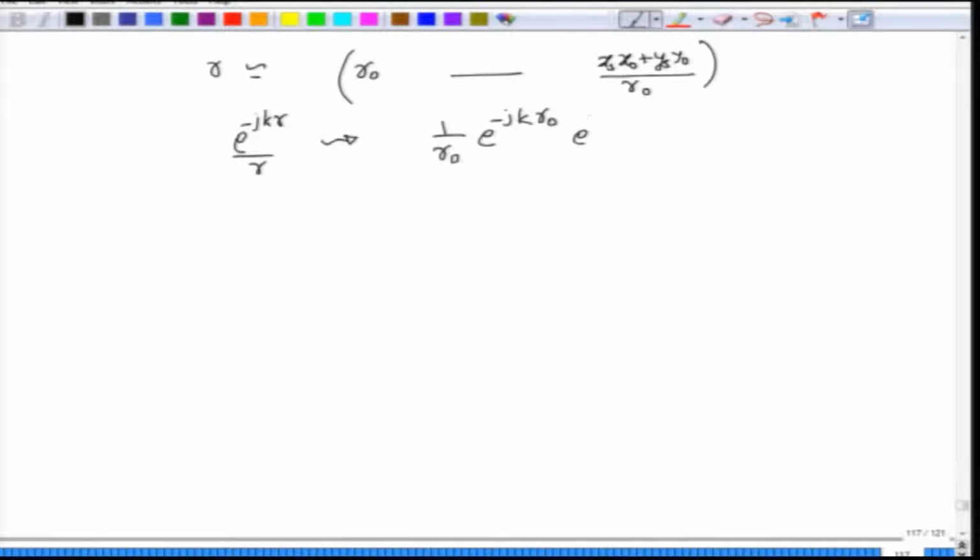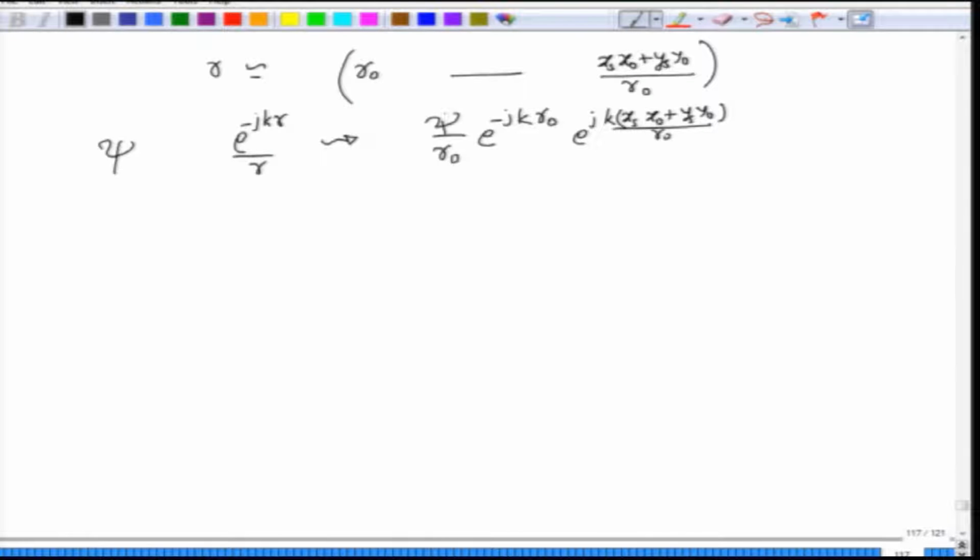I can make that approximation in the denominator because a small deviation about r0 would not change the amplitude of the spherical wave much. Now in the numerator I will have e power minus j k r0, and then, with a minus sign, e power j k (xs x0 plus ys y0) divided by r0. Please note this particular expression.